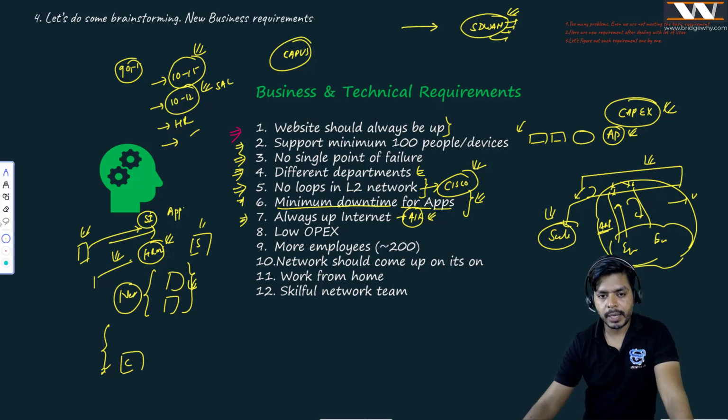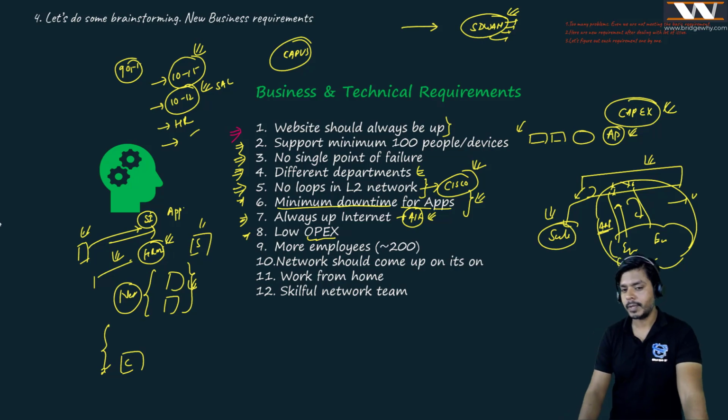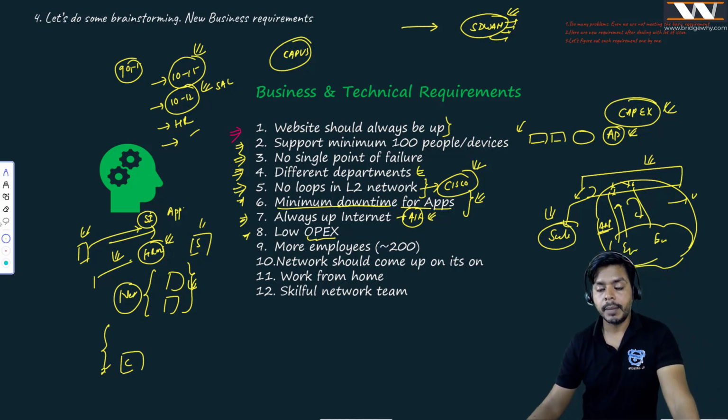The eighth requirement is now low OPEX, right? You don't see low CapEx here, right? Because now Mr. CEO is ready to spend money here, right? But he's saying low OPEX. What is the meaning? He's saying, I am ready to spend money, but whatever you are building, whatever design you are coming up with, please make that design simple so that it is easy to troubleshoot, so that I need to hire less staff to troubleshoot all these things, right?